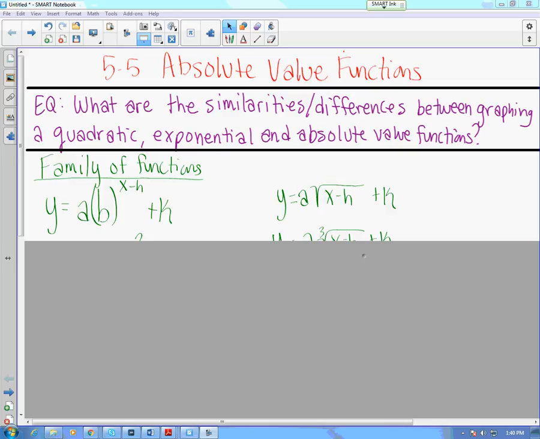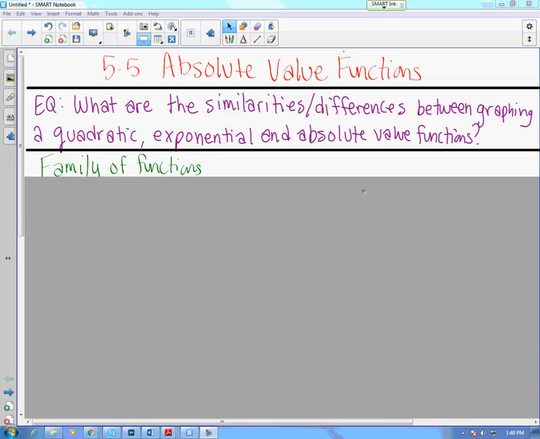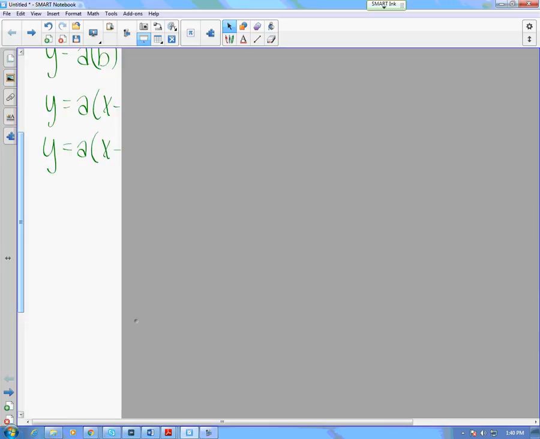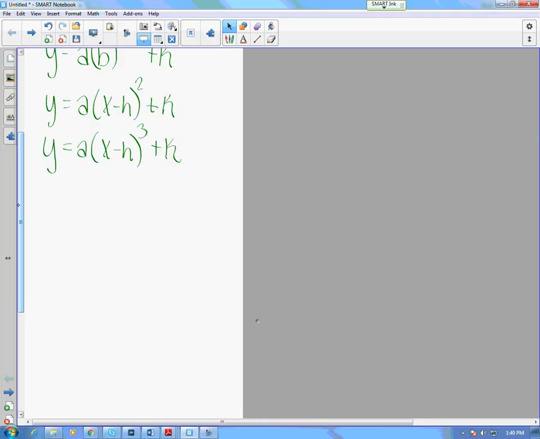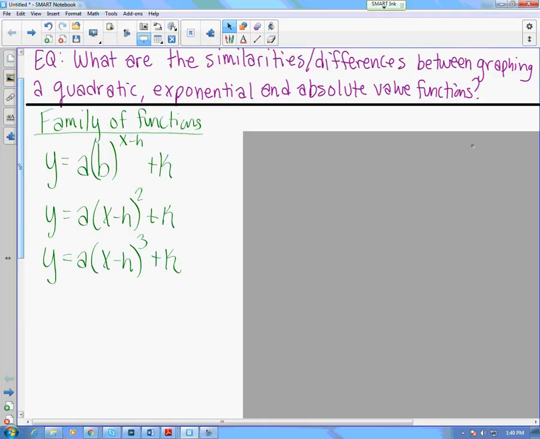Actually, let's do it this way. Okay, so this one you learned in 9th grade and we reviewed last time. Y equals A times B raised to the x minus h, plus k. What function is that? Exponential, because the x is in the exponent position.